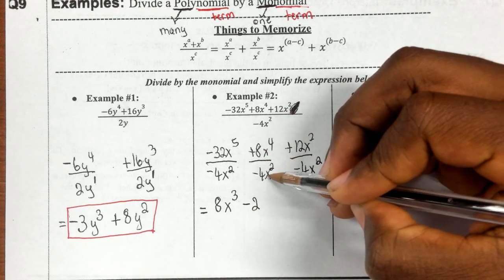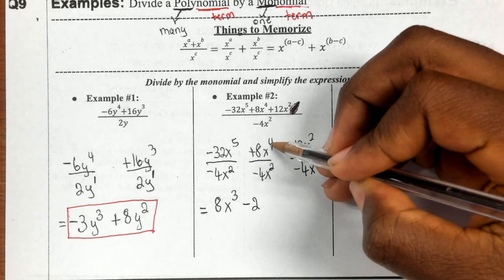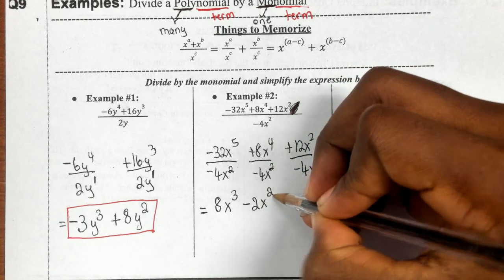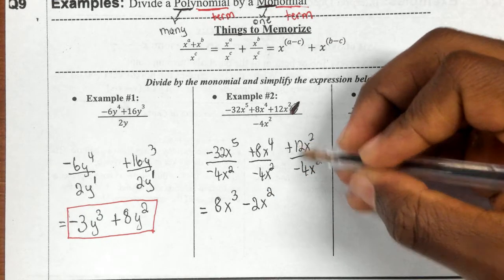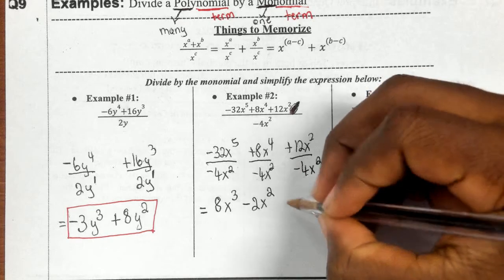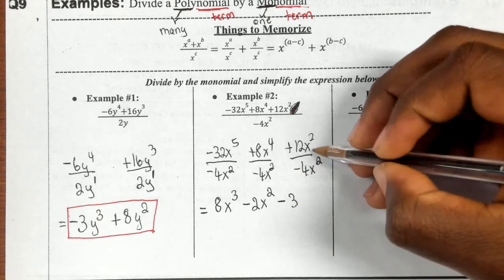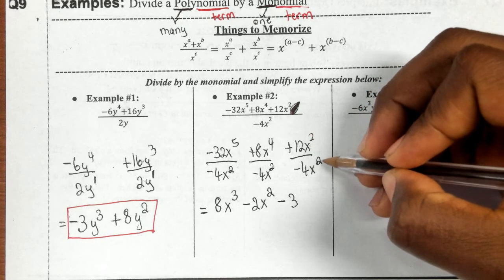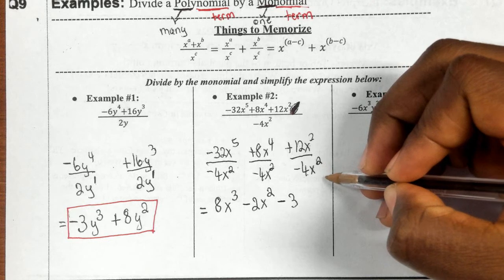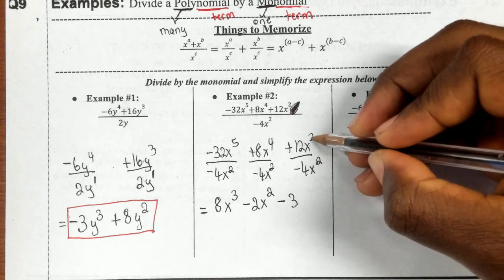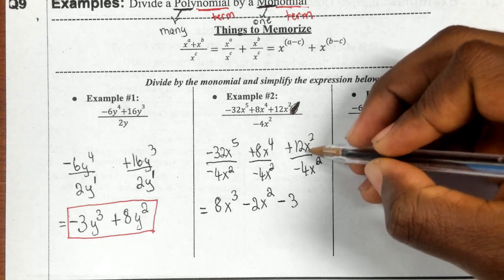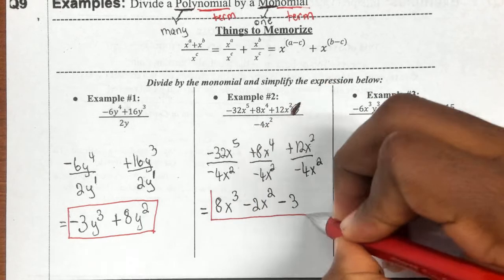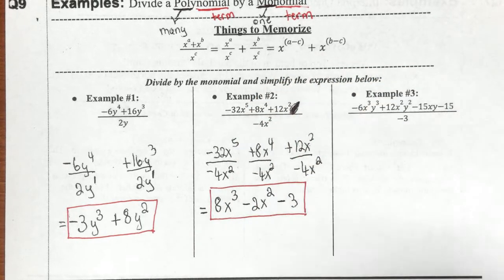I have the same base of an x, so I'm dividing, so I subtract exponents. 4 take away 2 leaves me with 2. Now I'm at my next term. Positive 12 divided by negative 4 is negative 3. I have x squared as that base. X squared take away another x squared leaves me with no x's, because 2 take away 2 leaves you with 0, so they cancel each other out. And that is my result.